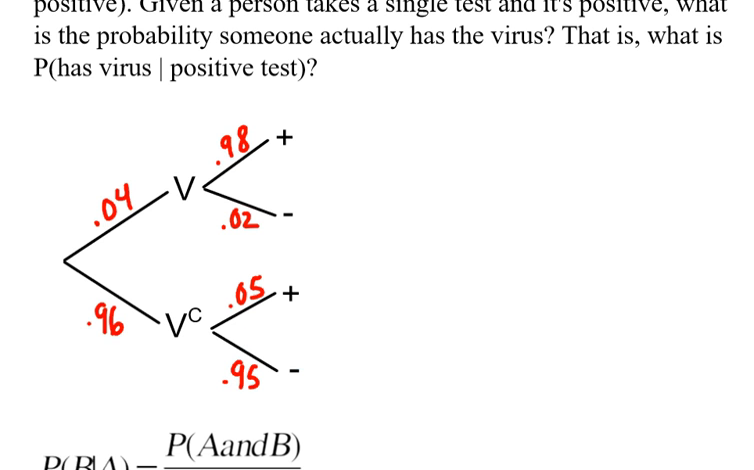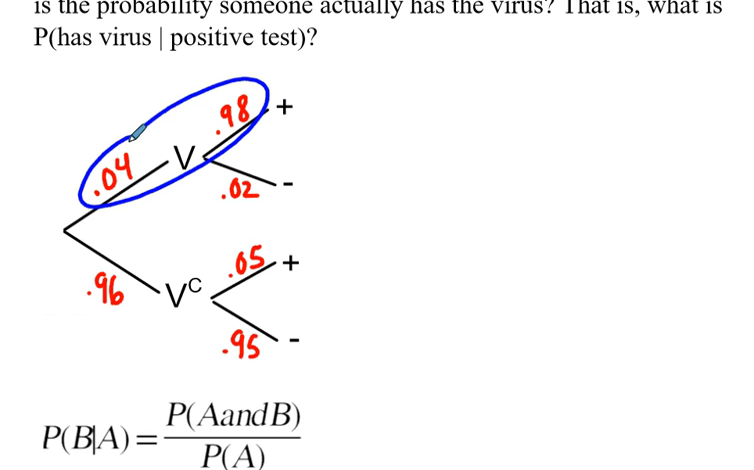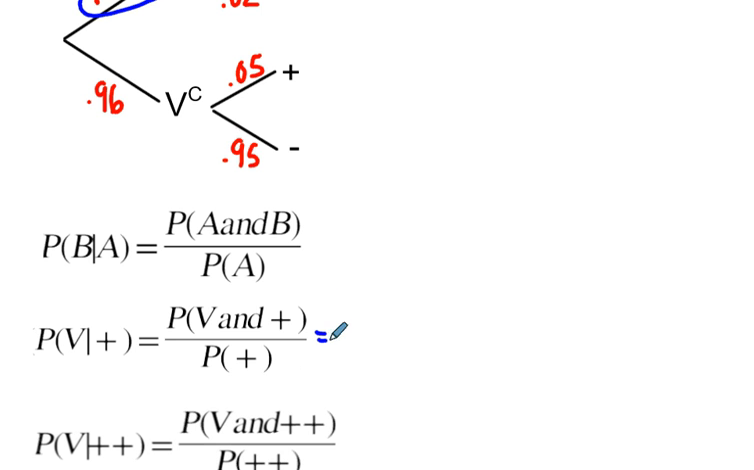I need to find the probability of having the virus and getting a positive. Well, that would be this branch right here. So I need to do 0.04 times 0.98. So you grab a calculator, and this is going to be 0.04 times 0.98.